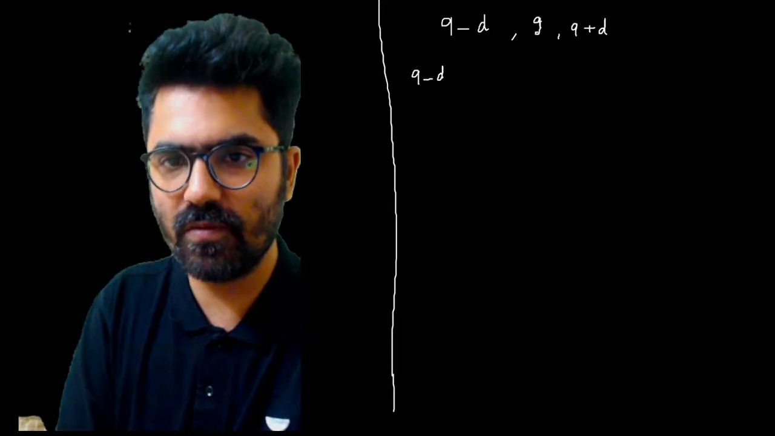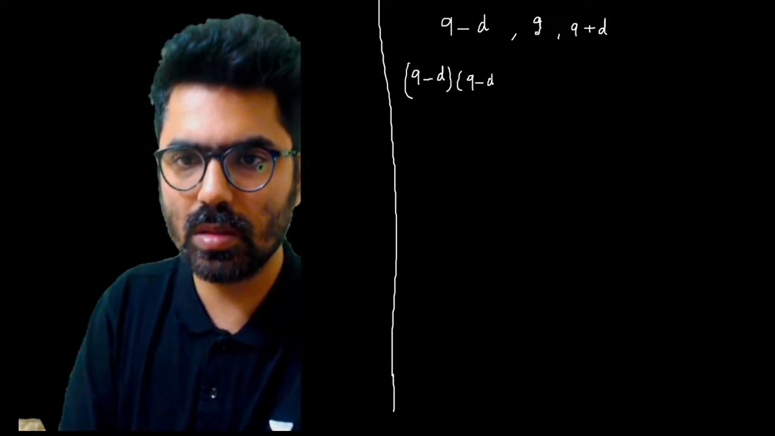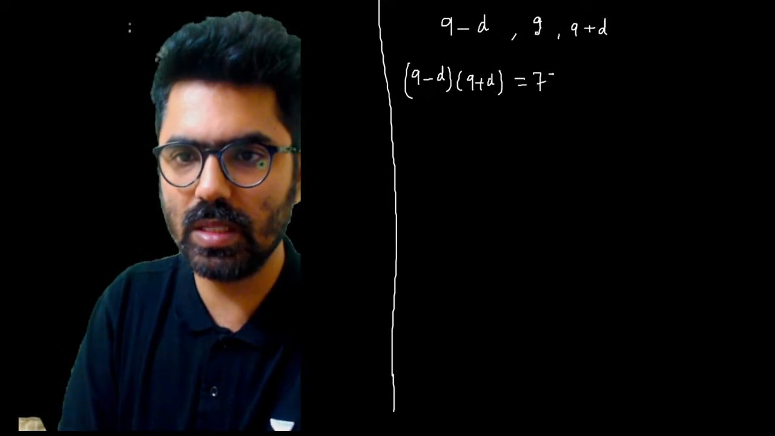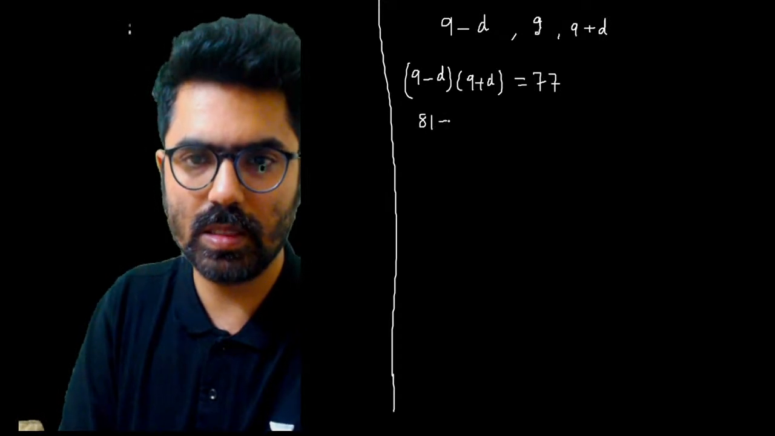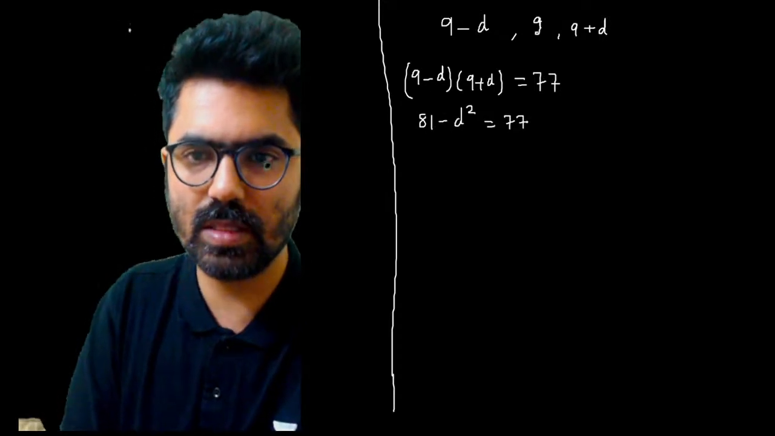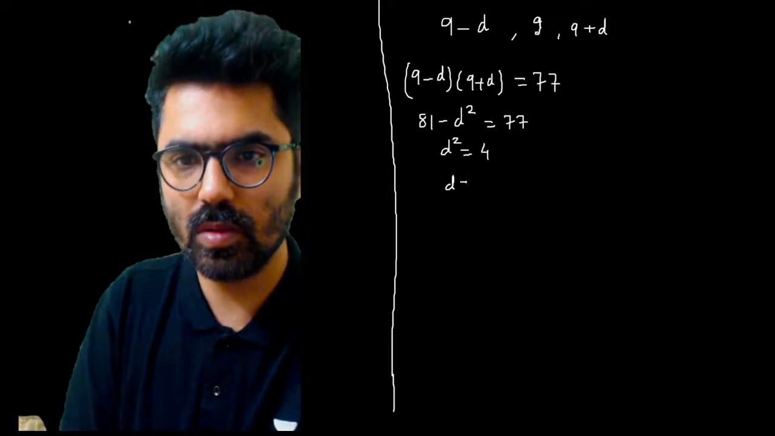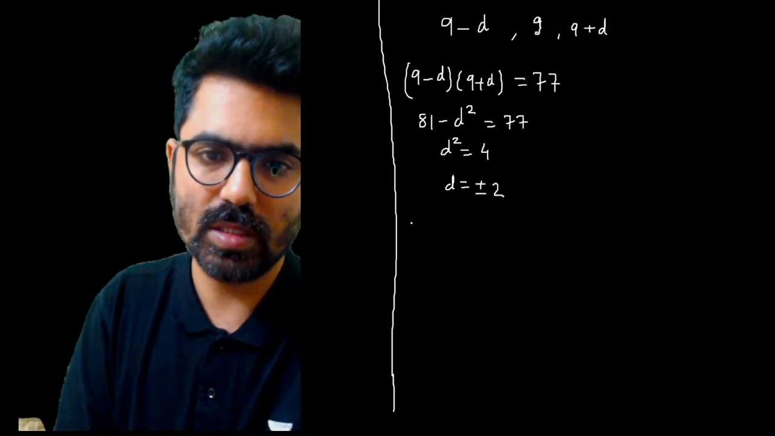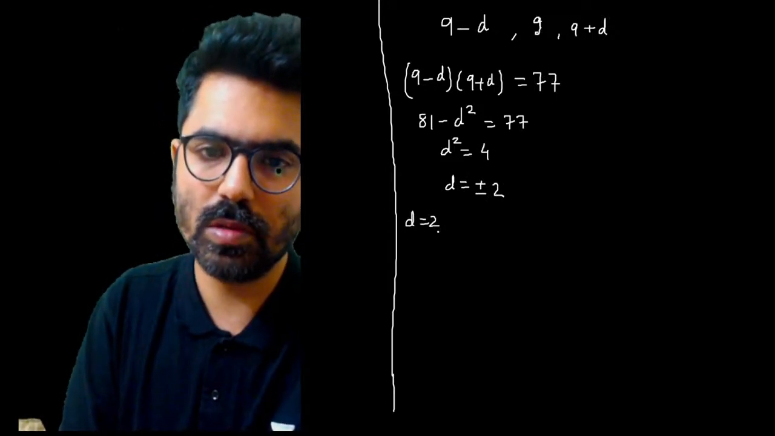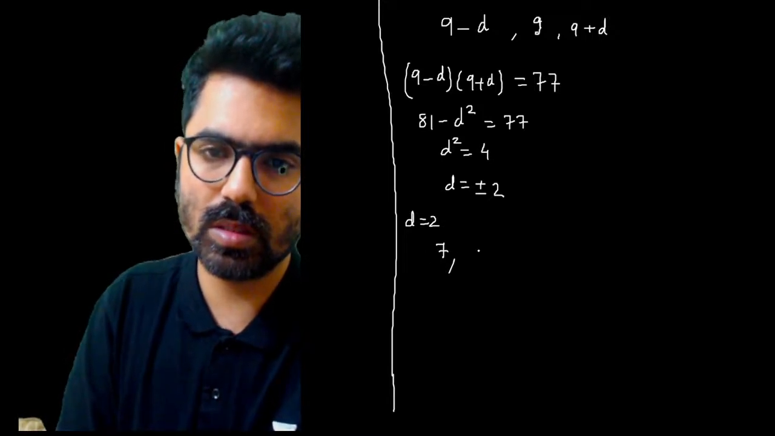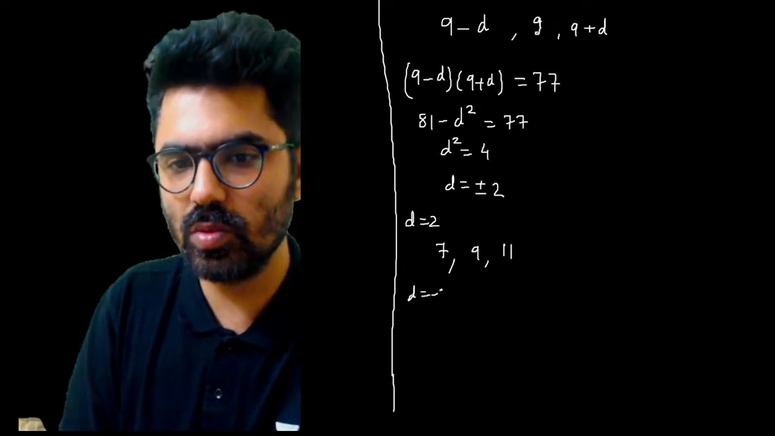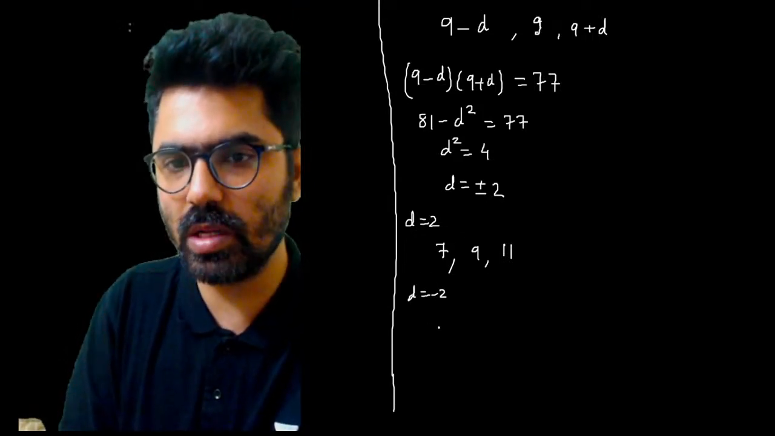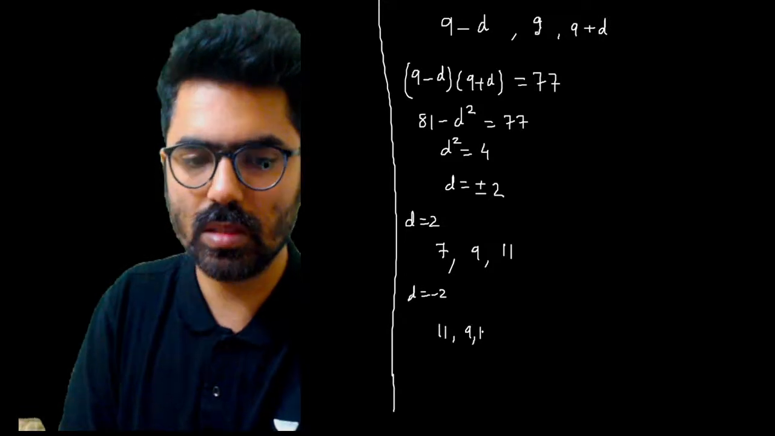When you multiply the first and the third number, the value is given as 77. Let's simplify this. It's 81 minus d square is equal to 77. So d square is 4, so d is plus or minus 2. Let's consider d as 2. Then the numbers will be 7, 9, 11. If you put d as minus 2, then the order will be different, nothing else: 11, 9, and 7.